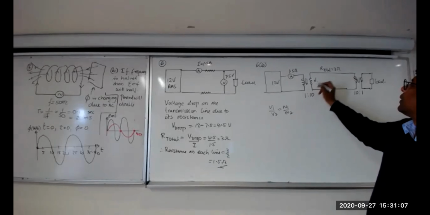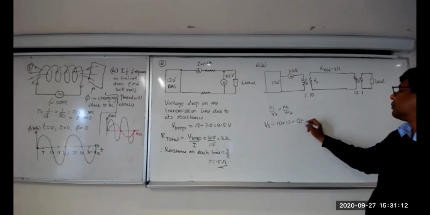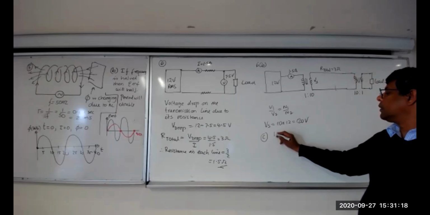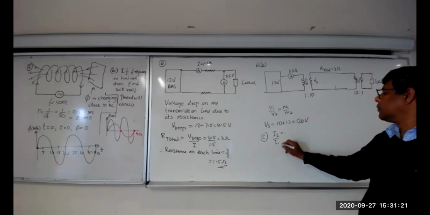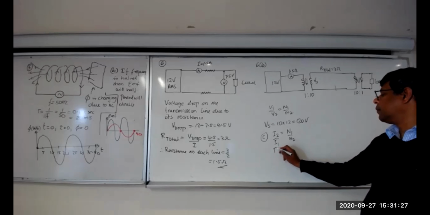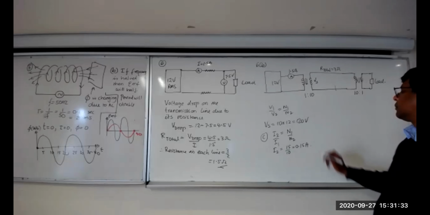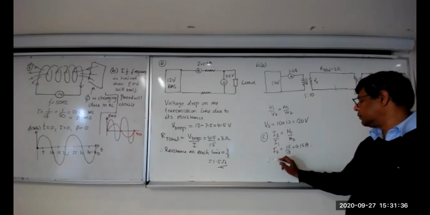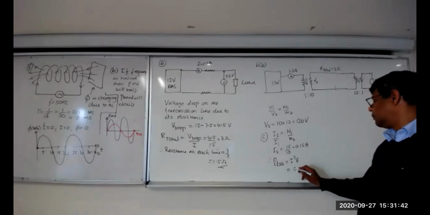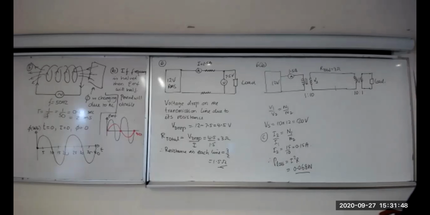If we look at the secondary voltage, 120. And part C, the current in the transmission line. N1 on N2. I hope all those. Zero point 068.